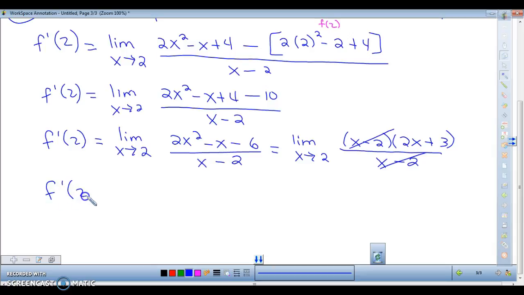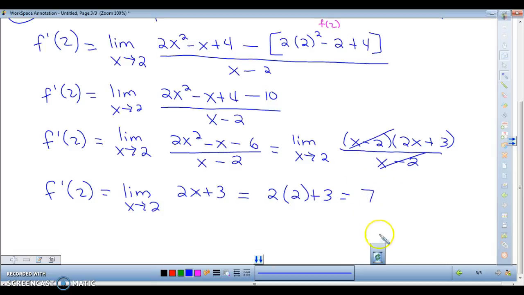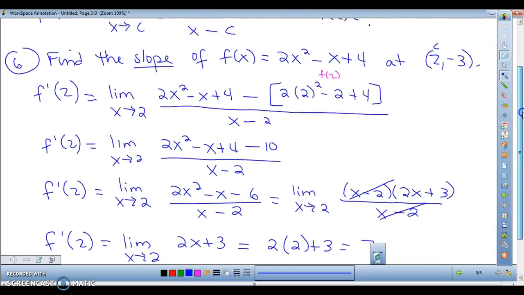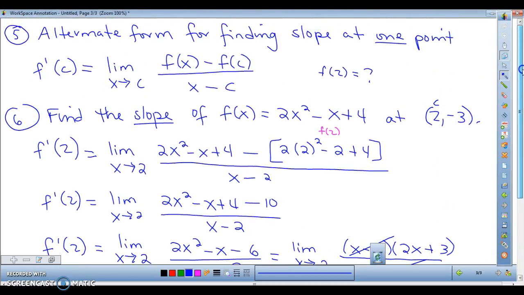So our slope at 2, or our derivative at 2, is going to be the limit as x approaches 2 of 2x plus 3. We can now put 2 in the place of x by using direct sub, which means we can drop the limit symbol. We're not setting two things equal that really aren't. These are equal. So I can put 2 in the place of x right there, and then I can figure out that 7 would be my slope at that point. So what this alternate form does is it saves you some steps if you're just finding it at a single point.